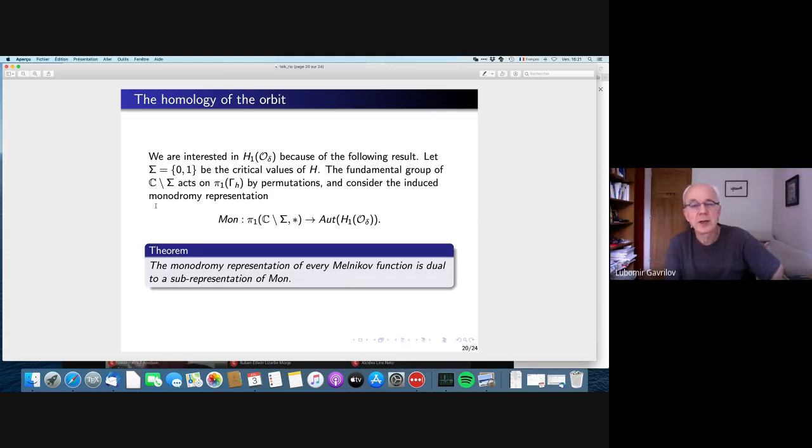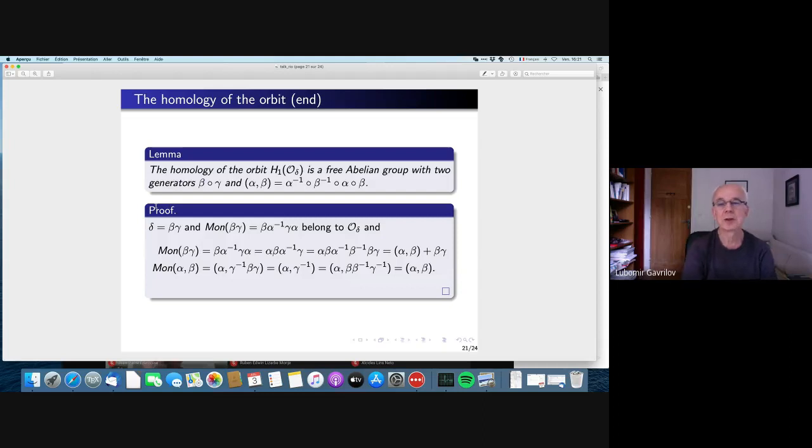This is the case for any Melnikov function of any order, for any deformation problem of infinite codimension when you can construct such a Melnikov function. So the key observation is that if you geometrically understand this representation, we shall understand also the monodromy representation of the Melnikov function. So fortunately for us, maybe not so surprising, we have a very simple situation, a free group with 3 generators.